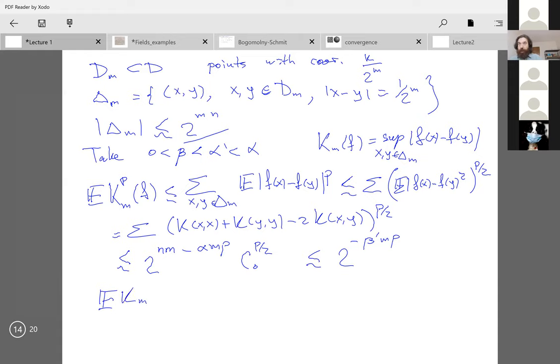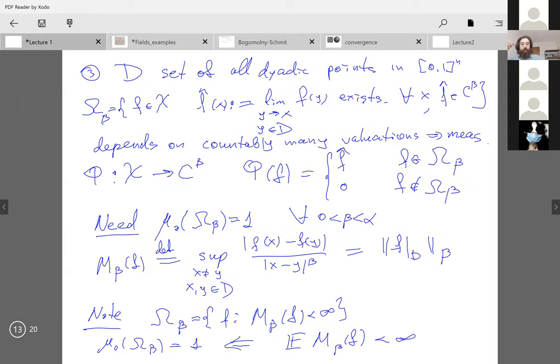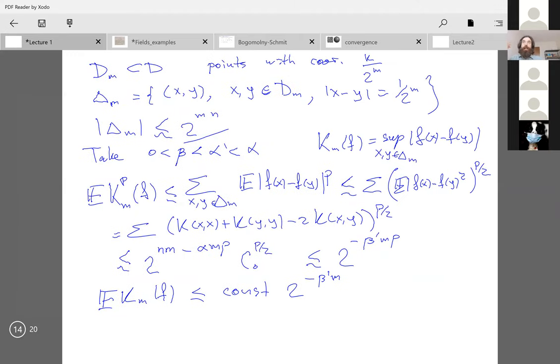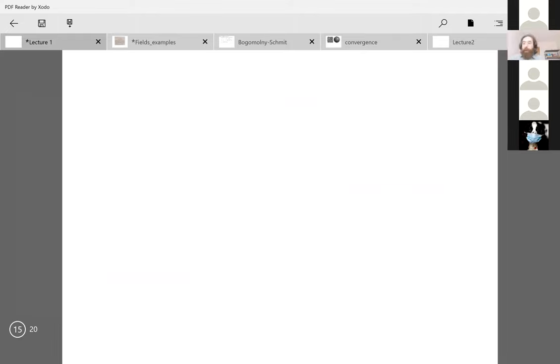So the expectation is bounded by some constant and 2 to the minus beta prime M. Okay. So now we know that we want this expectation to be finite. We have a slightly different thing. And now we just pass to the limit.